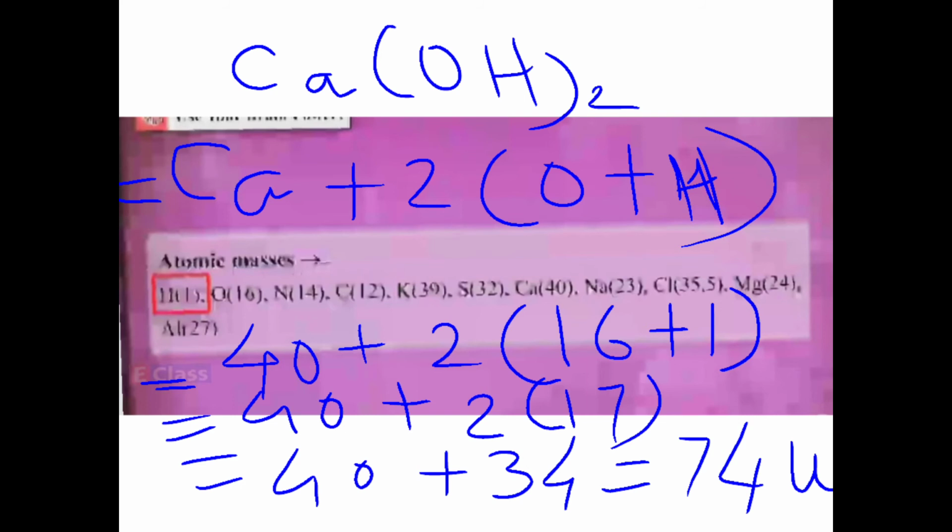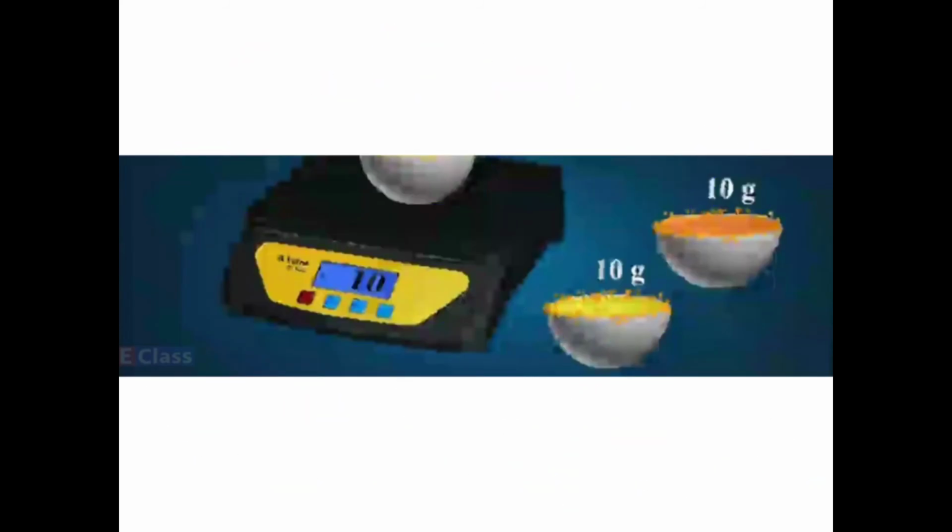So I have taught you this part. Now the rest of the sums, children, are the homework. The rest of the sums which are given on page number 51 are homework. Clear to you, everyone? So you are going to complete that in the notebook. Then we'll go towards the next part which talks about the mole.